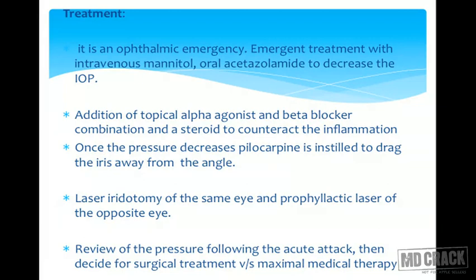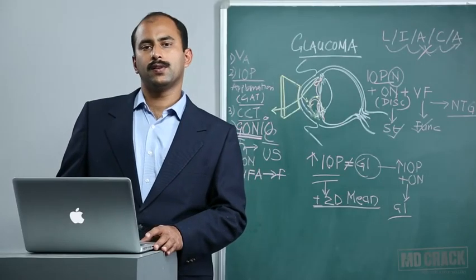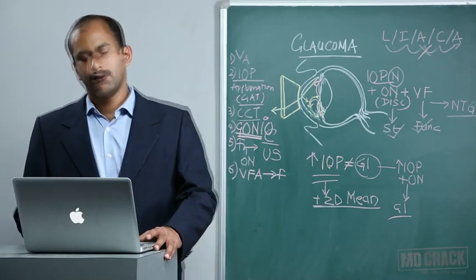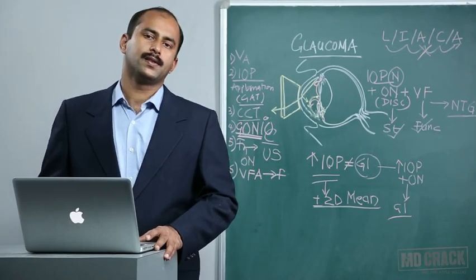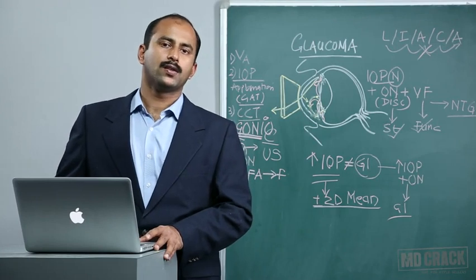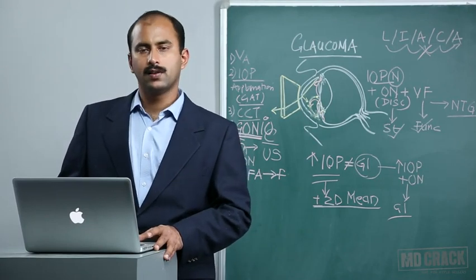It is imperative in these cases to do a prophylactic laser iridotomy of the normal other eye, because they have a high chance of going into angle closure. Review of the pressure following an acute attack is the main indicator for decision of the further course of therapy. In case the pressure is reduced, there is no synechial closure of the angle, then the patient can be treated by medical means. But if the pressure does not come down to desired levels, incisional surgery may be the way to go.